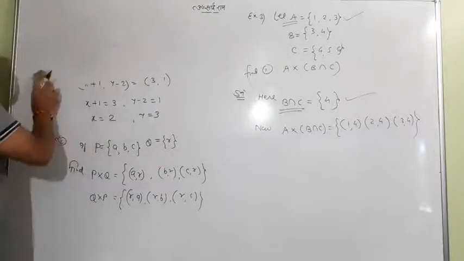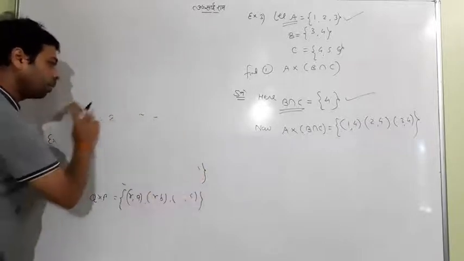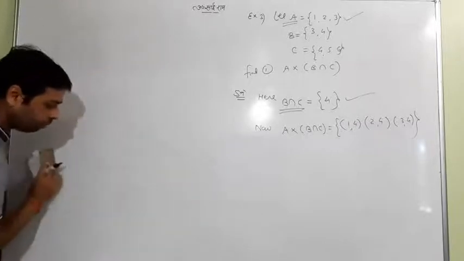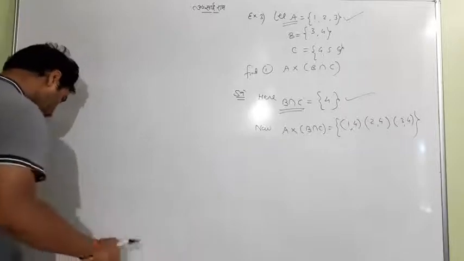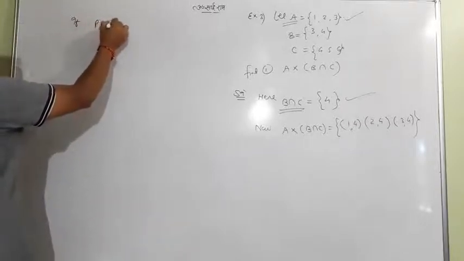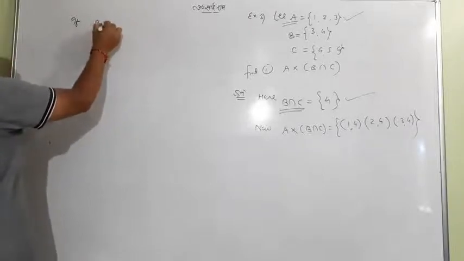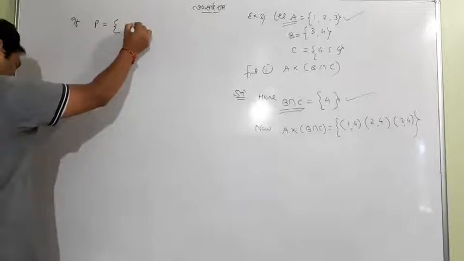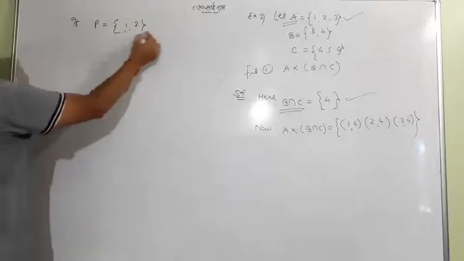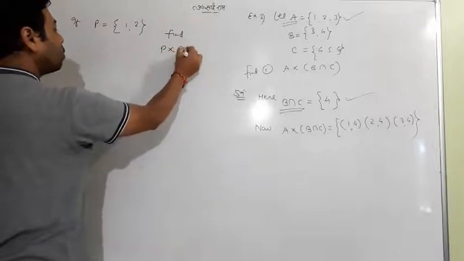Okay, now let me move on to one or two more examples. Two examples remain here. One example I will tell you in this section. The question is, if P equal to 1 and 2, find P cross P cross P.